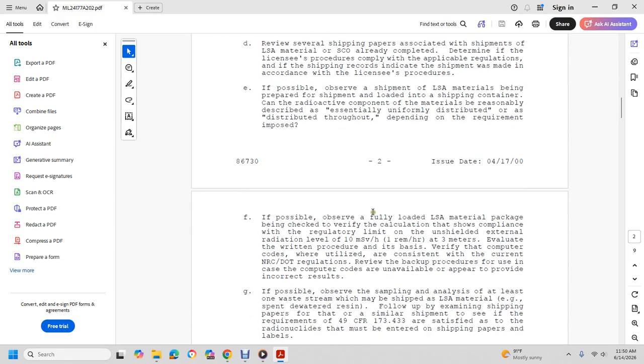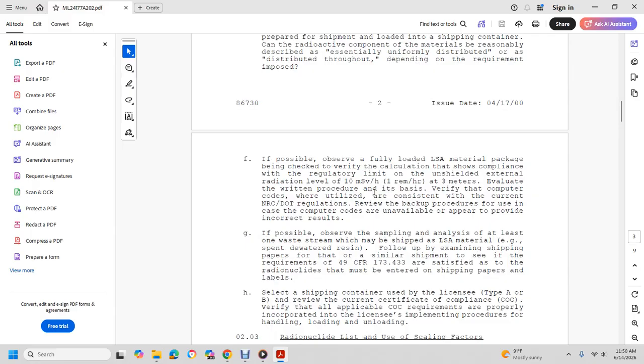If possible, observe the fully loaded LSA material package being checked over, and verify the calculations that show compliance with the regulatory limit for the unshielded external radiation level of 10 mSv per hour, or 1 rem per hour at 3 meters, a fixed value of the written procedure. Verify the computer code of the system utilized is current with the NRC and DOT regulations. Review the backup procedure for use in case the computer codes are unavailable.